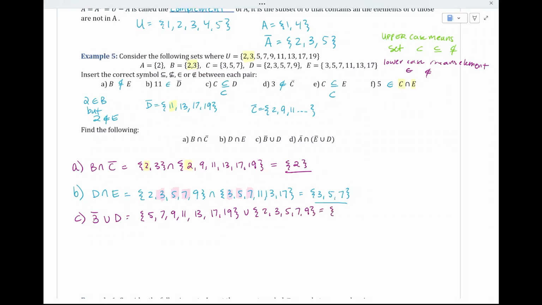So I want to write this union without writing any duplicates. So I'm going to do 2, and then 3, and then 5, 7, and 9, and then 11, 13, 17, and 19, which actually is everything. That happens to all equal U.